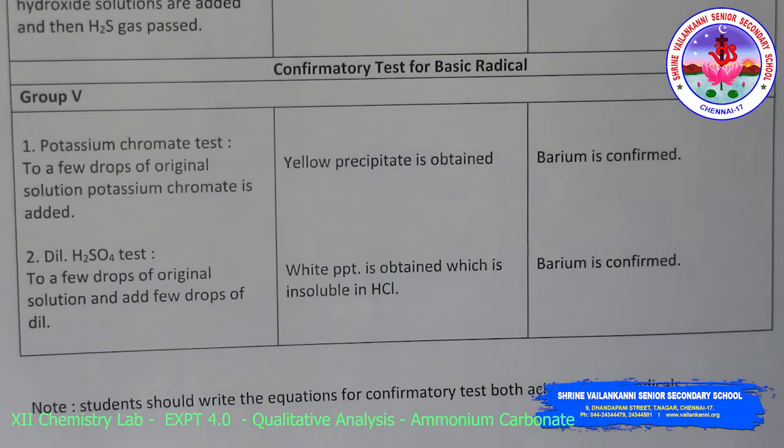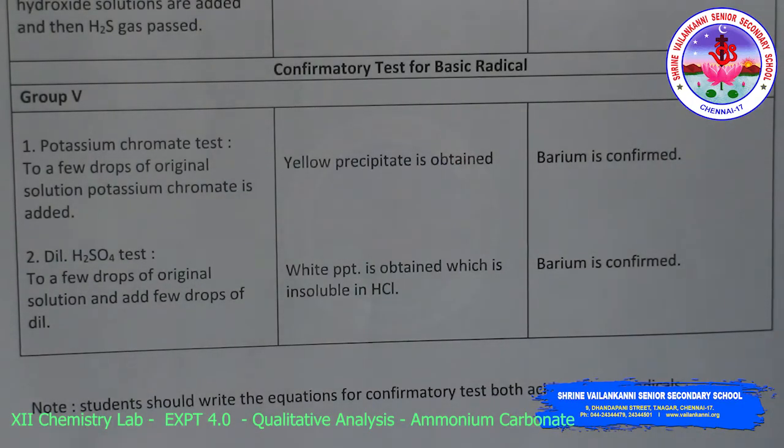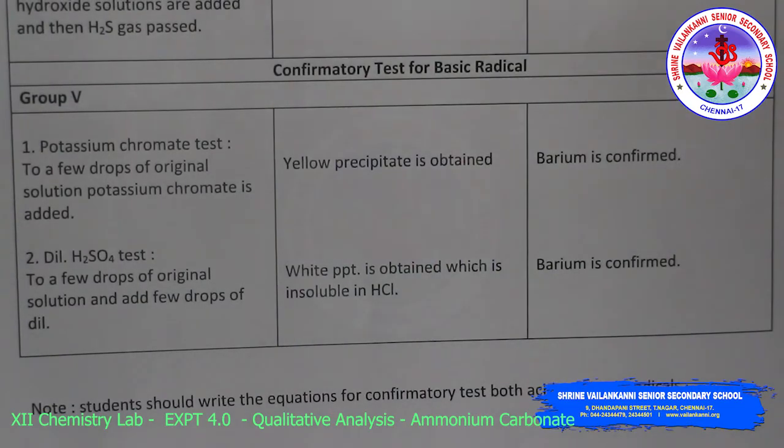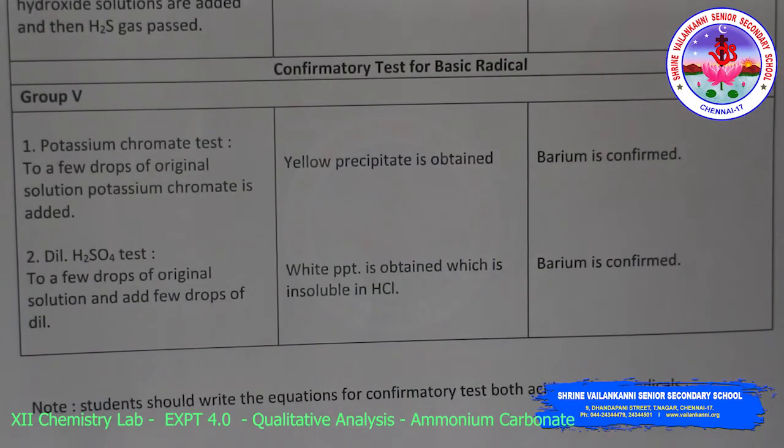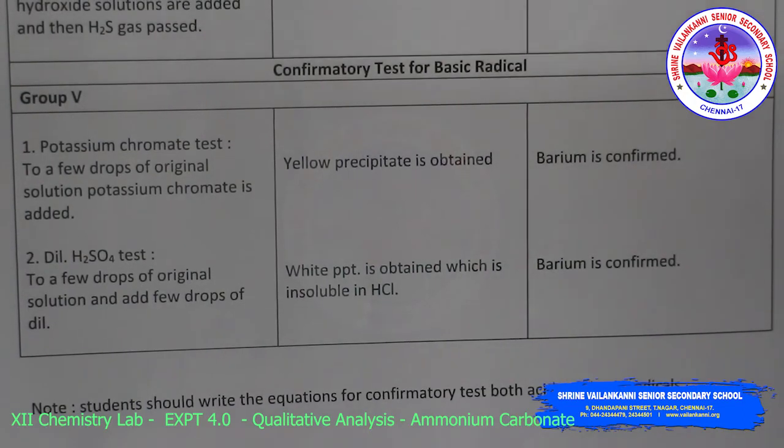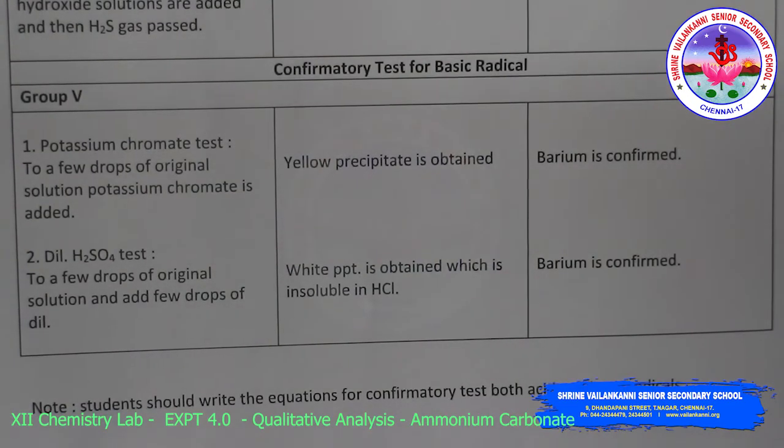Then confirmation test for the basic radical. Because I gave barium chloride, group 5 barium is present. Potassium chromate test: a few drops of original solution with potassium chromate, a yellow precipitate indicates barium is confirmed. Dilute sulfuric acid test: original solution with dilute sulfuric acid gives a white precipitate insoluble in HCl, so barium is confirmed. This is the systematic way to write the procedure. After confirmation tests for both acid and base, you have to report the salt. Here, barium chloride: barium is the basic radical and chloride is the acidic radical.